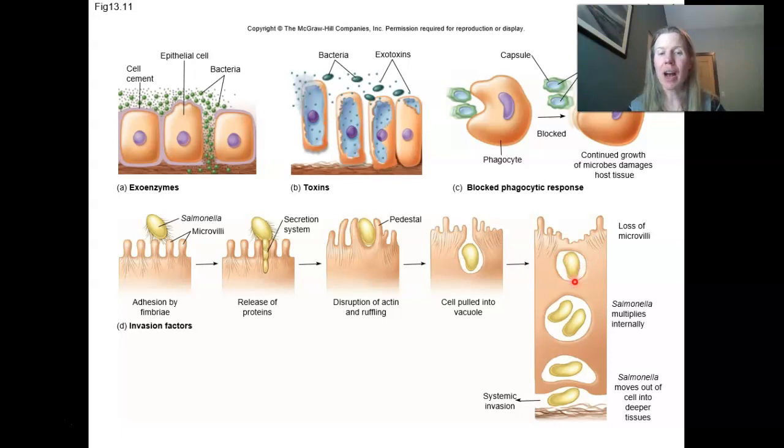And that's actually how this salmonella came into the microvilli of the small intestine, which is a common food poisoning. Notice then it's actually doing cell division inside of this cell, and then it's able to exit out the other side of the cell and really get into deeper tissues where it can cause a lot of problems, right?